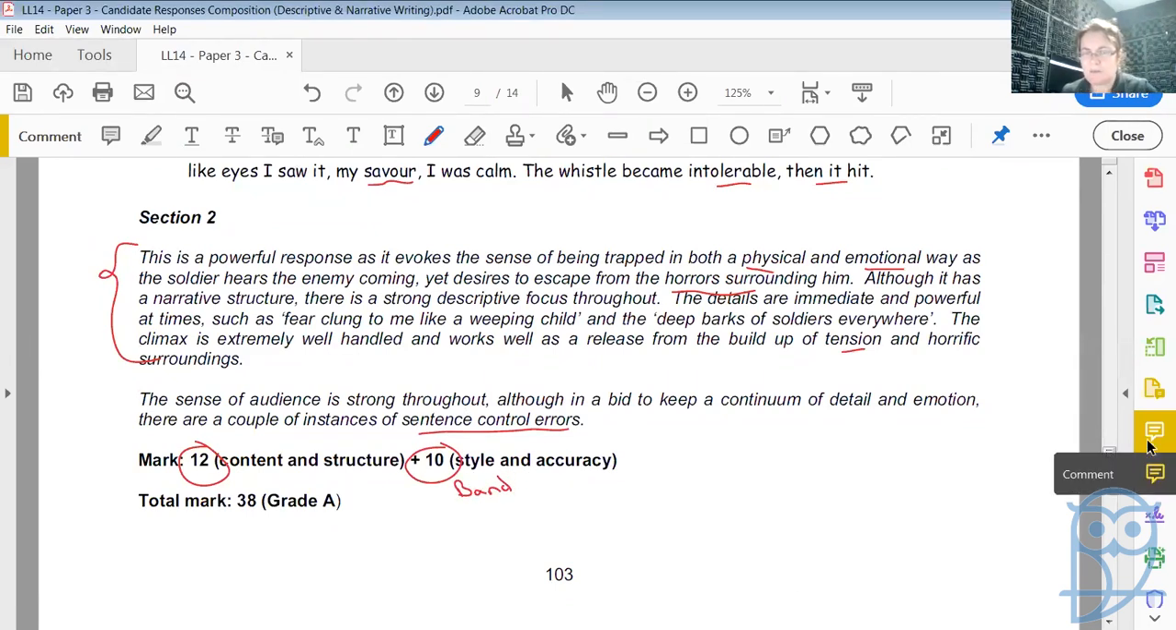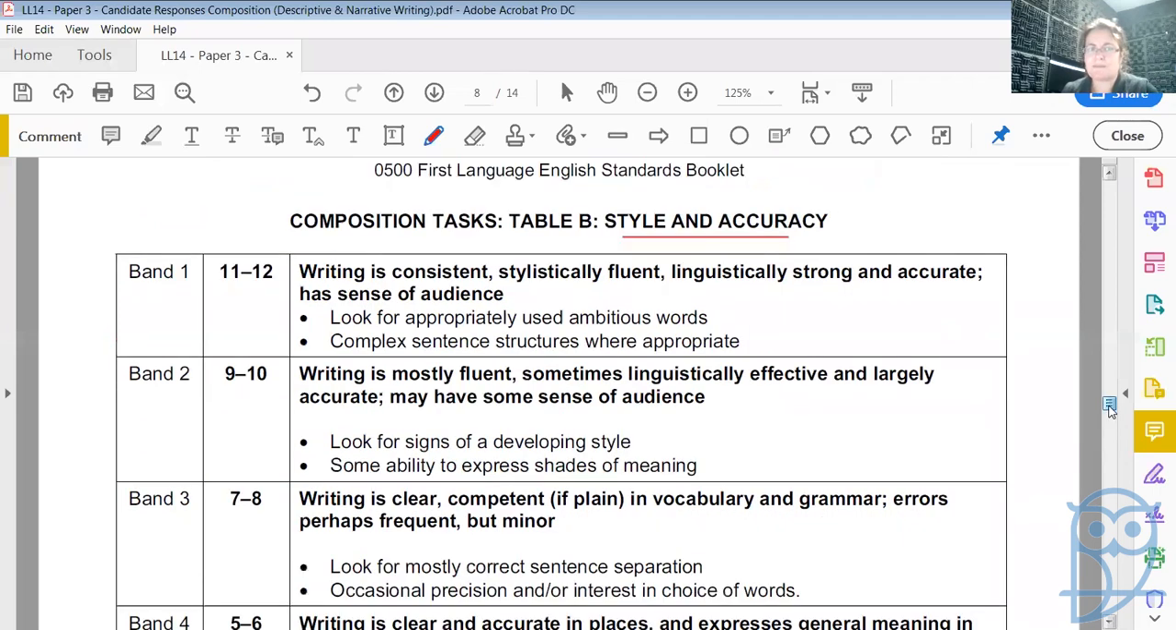Can I just check very quickly while we're here? Yeah, it's band 2. The writing is mostly fluent, sometimes linguistically effective and largely accurate, may have some sense of audience. Look for signs of a developing style. As the marker, I have to look for signs of a developing style and some ability to express shades of meaning, nuance, little details that hint at things: "relinquish," "devoid." These are all subtle choices of vocabulary that say something about the situation.